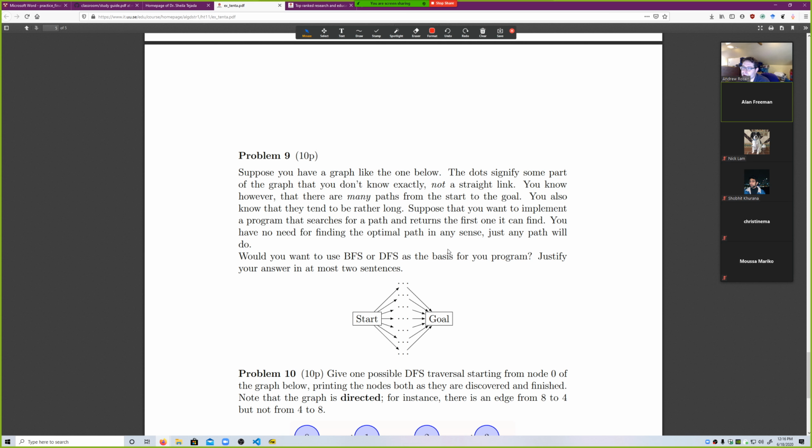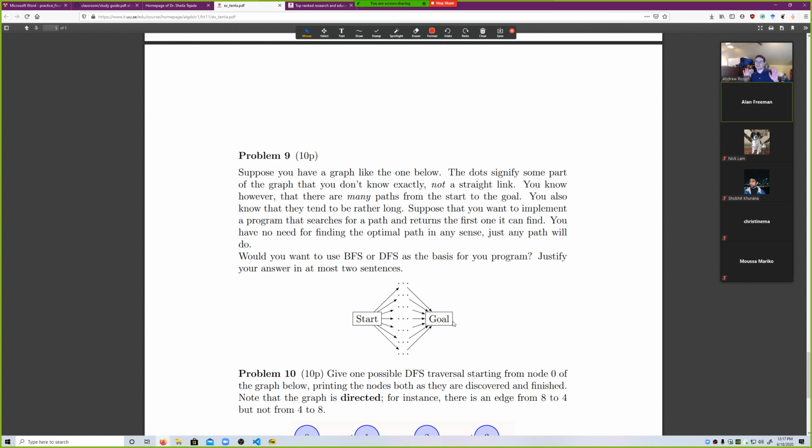But would it hit all the possible edges? No. Okay. What about BFS? That would hit all of them. That would hit all the possible edges, because if we're looking at this graph with the way they've constructed it, it's a directed graph, though not necessarily a directed acyclic graph, and we've got everything that goes from start and everything goes to goal.